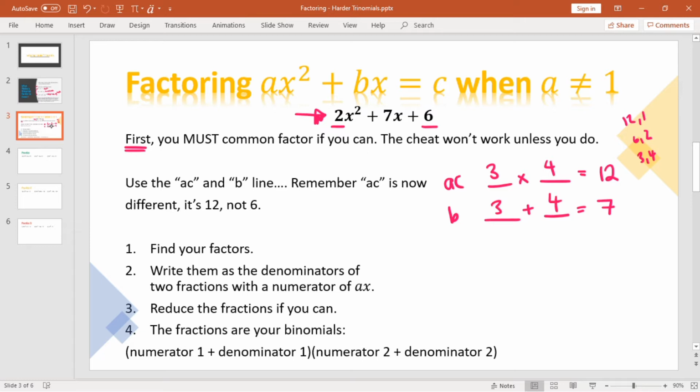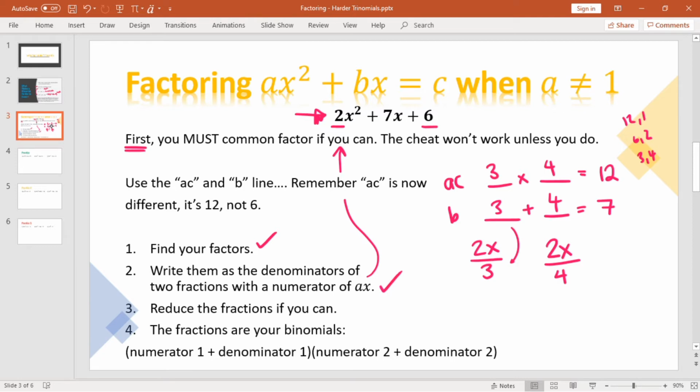Okay, so I've found my factors. So number 2, write them as denominators of two fractions with a numerator of ax. So I'm looking here. A is 2. So I'm going to write 2x over 3, which is one of my factors. And I'm going to write 2x, ax, over 4. I'm going to make these into binomials in a second. So I've done this step.